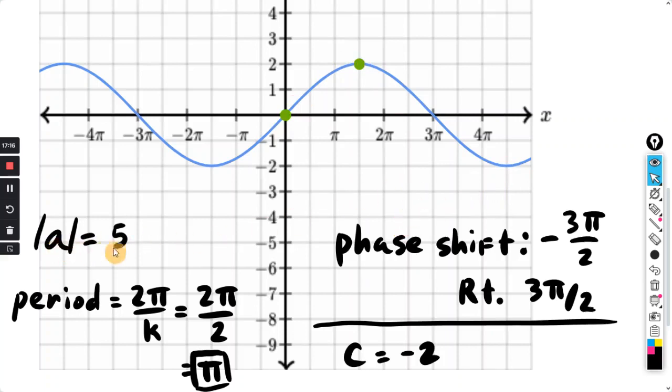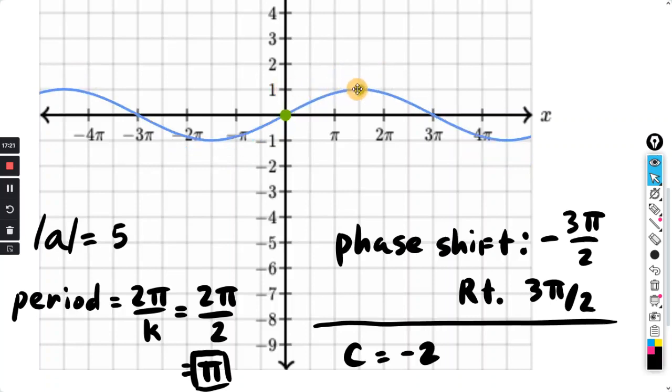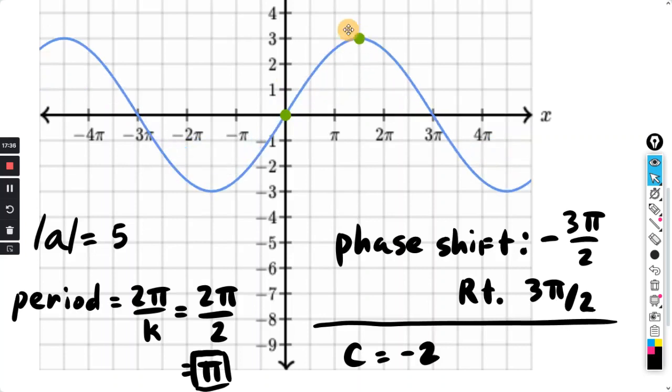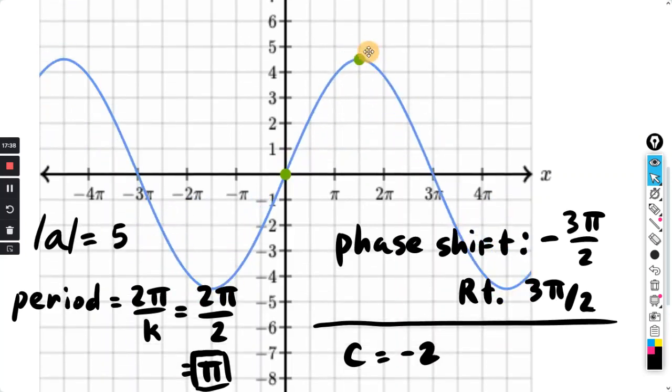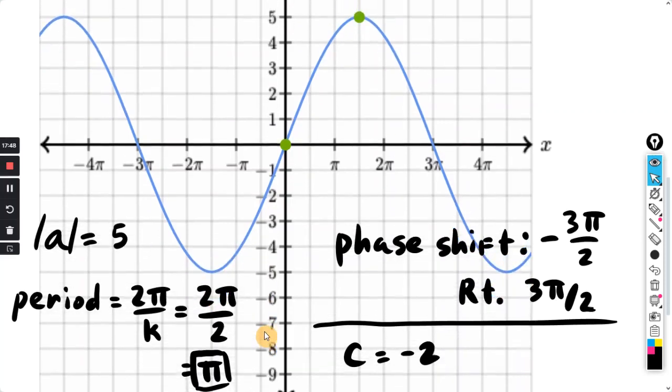The amplitude is 5. Usually the sine function maxes out at 1, and the minimum is at negative 1. This is going to be multiplied by 5. So this is at y equals 0. 0 times 5 is still 0. But this, instead of being at 1, it's going to climb all the way up to 5. And when you move the maximum point, it fixes the minimum point as well. So we got that out of the way.